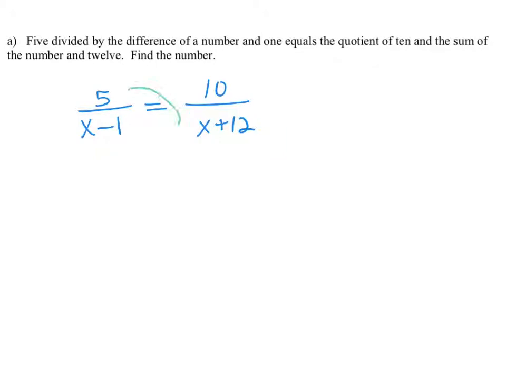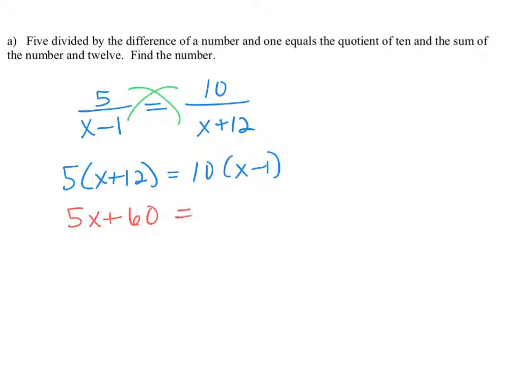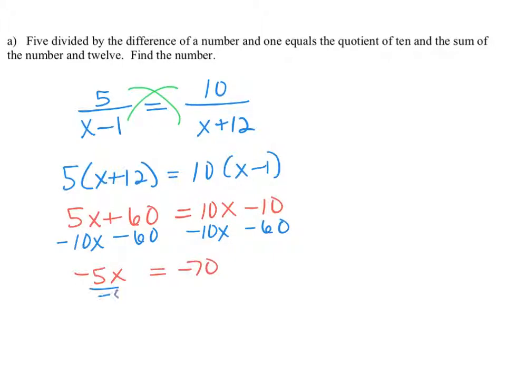We can cross multiply to solve this proportion and get 5 times the quantity x plus 12 is equal to 10 times the quantity x minus 1. By distributing, we get 5x plus 60 is equal to 10x minus 10. We can subtract 60 from both sides of the equation and subtract 10x from both sides to get negative 5x is equal to negative 70. We can then divide both sides by negative 5 to get x equals 14.